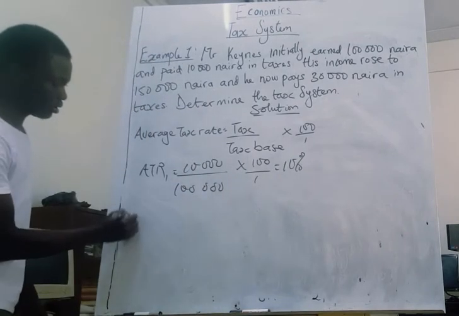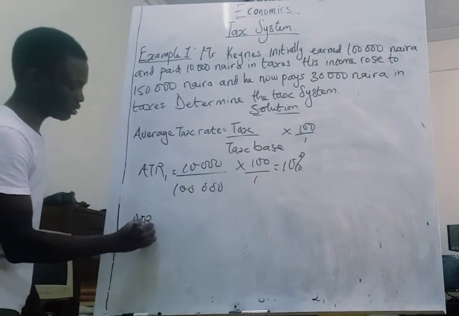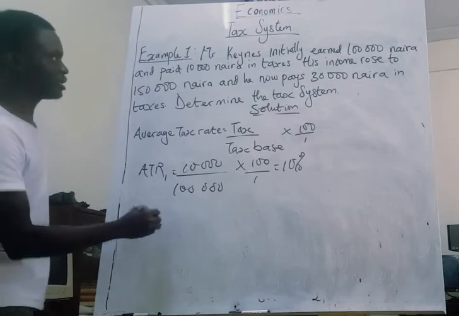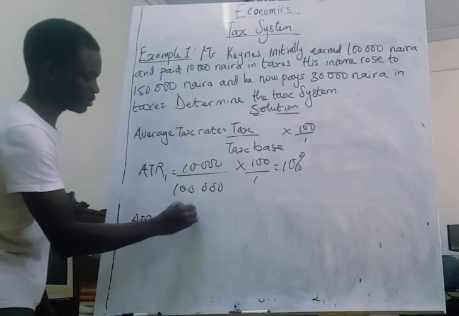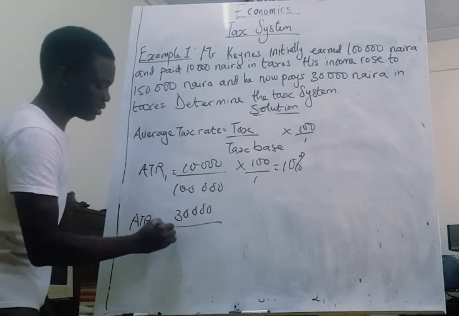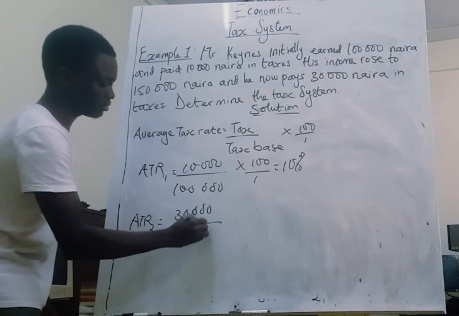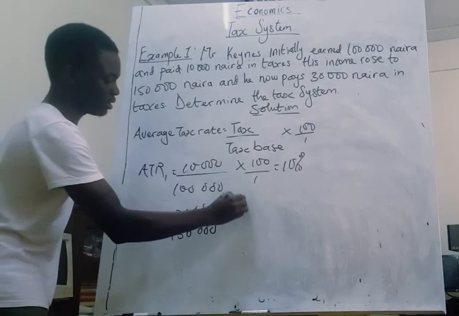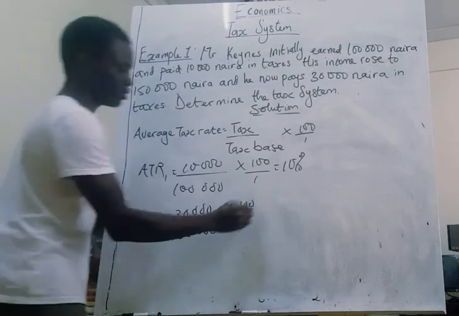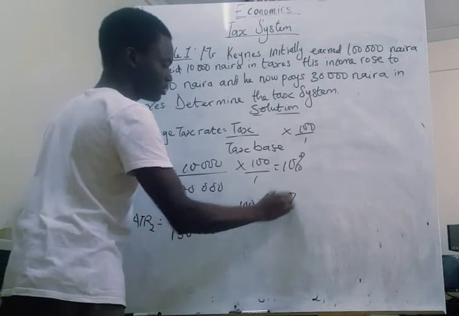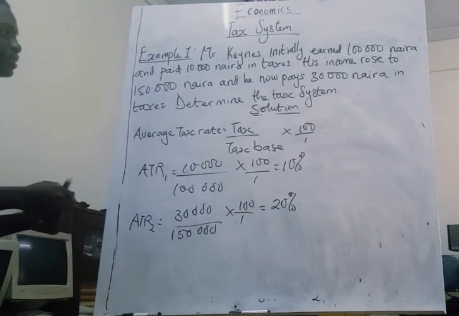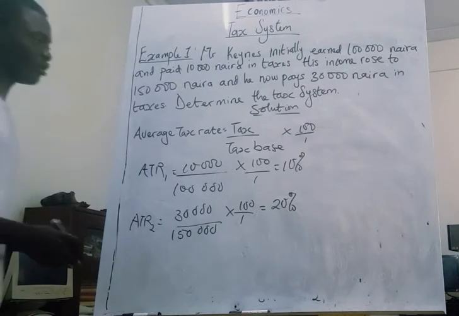So his second ATR, when his income rose, he now pays 30,000 naira in taxes. 30,000 naira divided by 150,000 naira, then times 100/1. So this gives us 20%. Alright, so Mr. King's tax rate has risen from 10% to 20%.